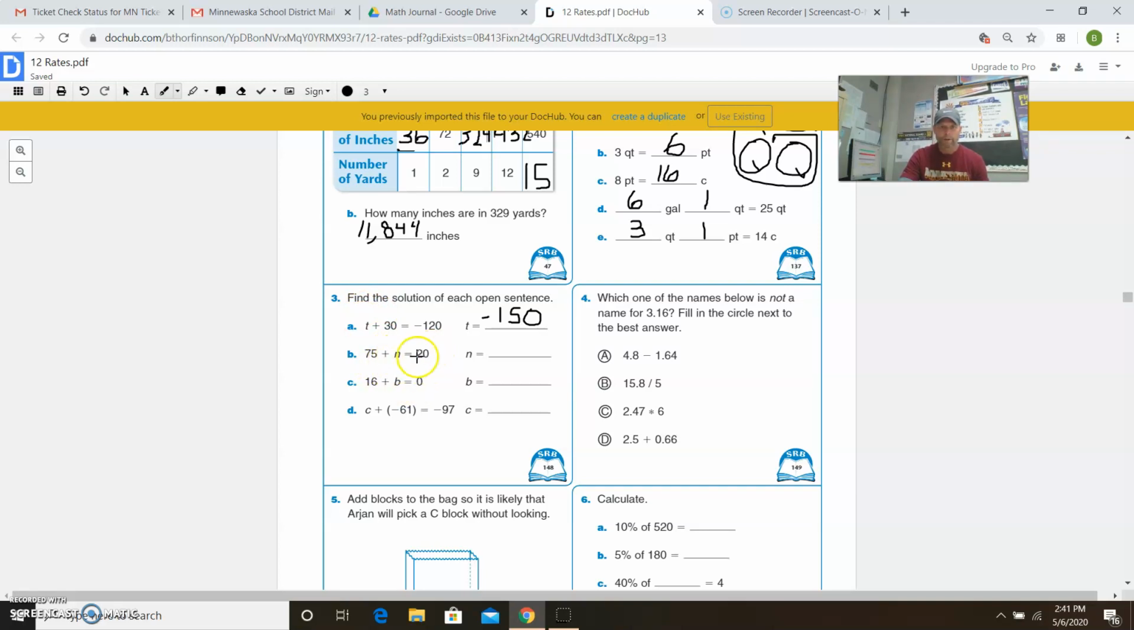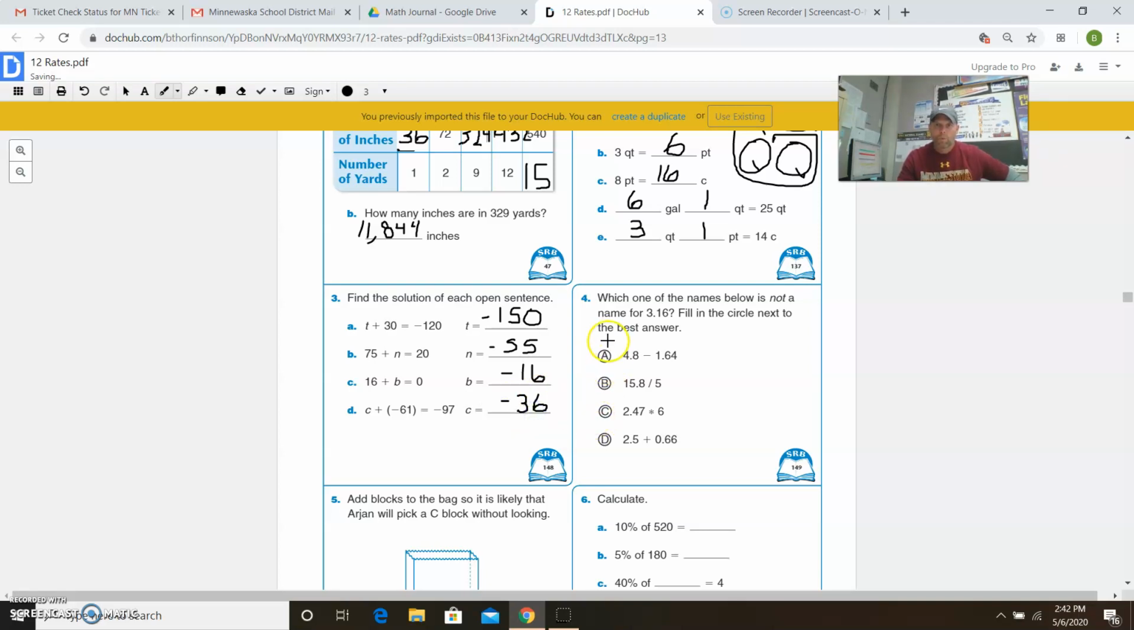75 plus what is going to give you 20? Well, it's got to be a negative number. It's going to be negative 55. So if you subtracted 75 and 20, you would get 55. But again, you stay within that family. 16 plus a negative 16 gives you 0. This one, we have C plus negative 61 gives you negative 97, so it's going to be a negative 36.